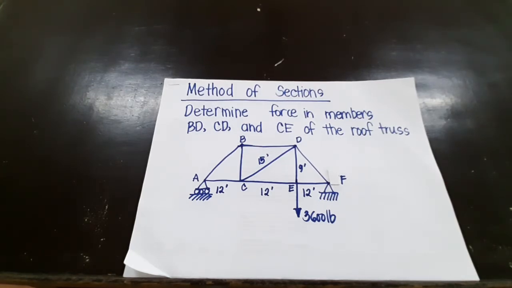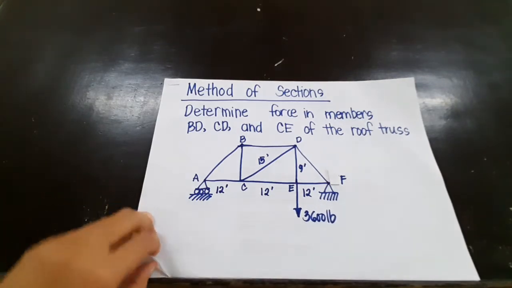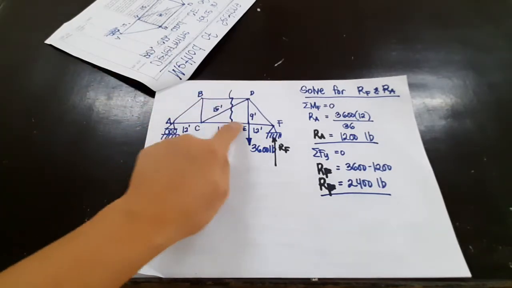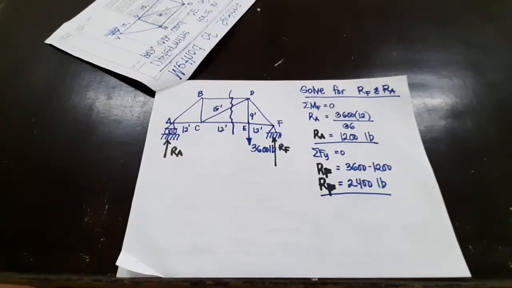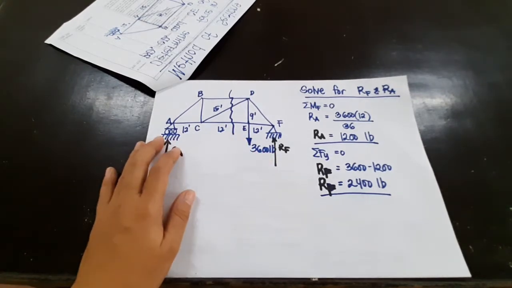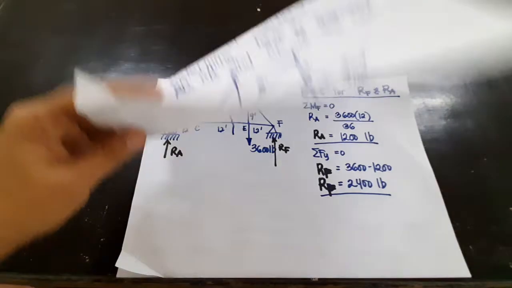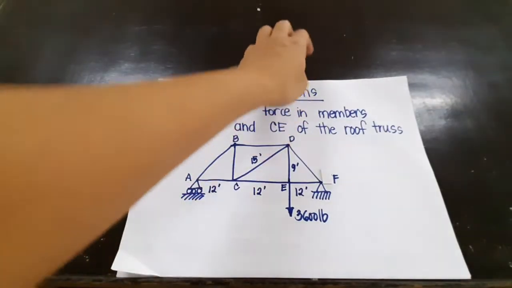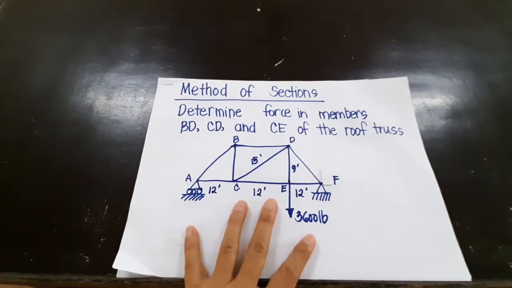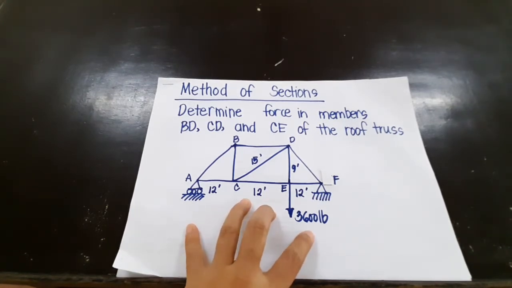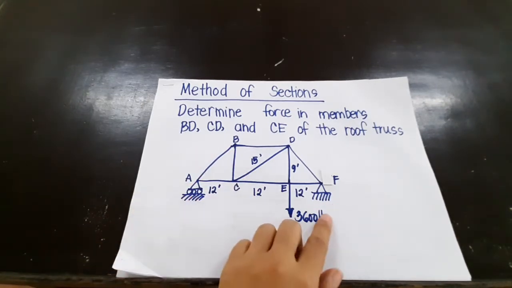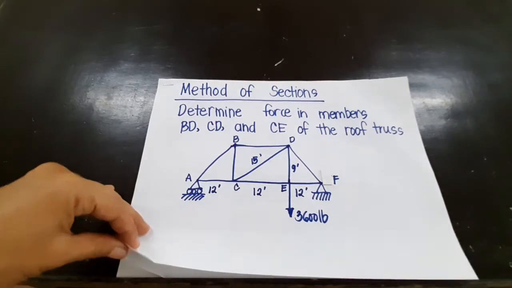In the method of sections, that is why it is called the method of sections, because we are going to make a section out of the structure that is given. It is always good to start by solving for the reactions when we are going to analyze a structure. So in this case, we solve first for the reaction at roller A and the reaction at pin F.